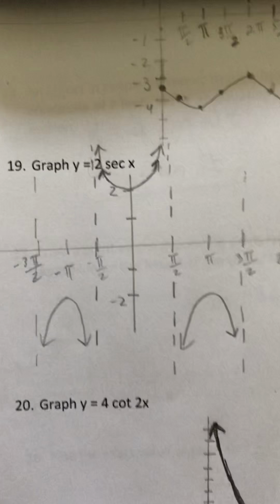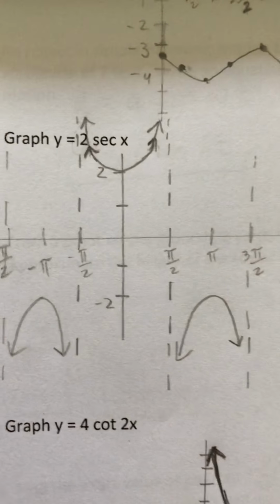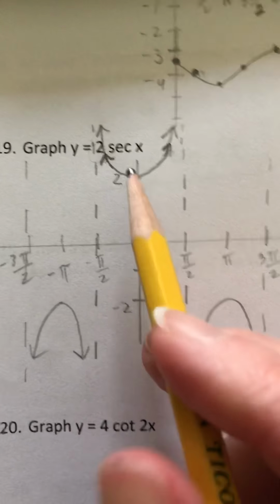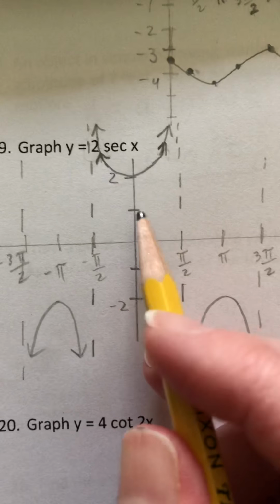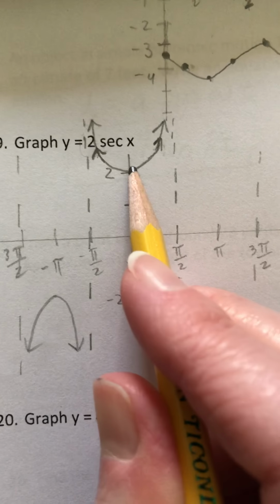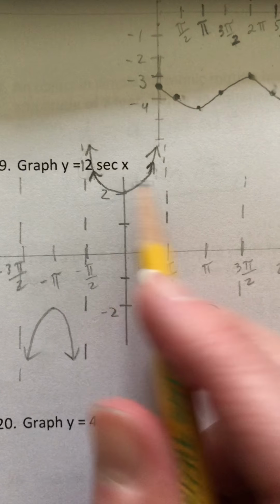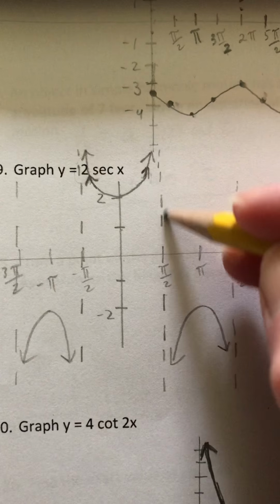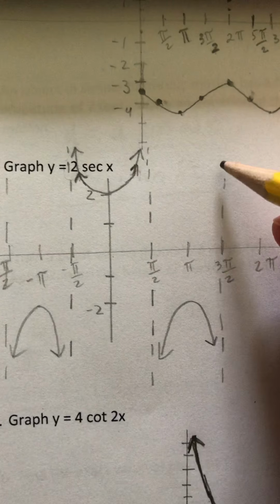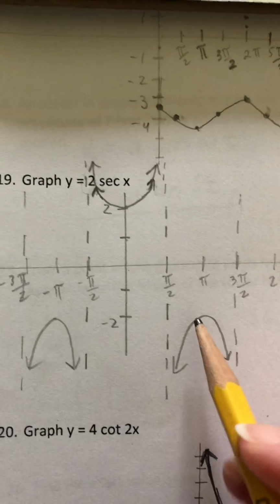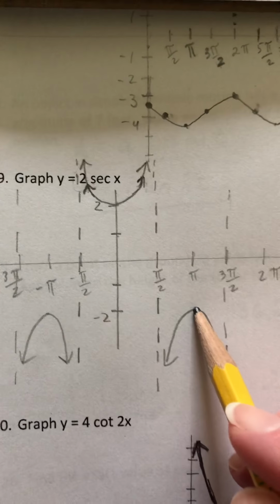So the general shape of the parent function is like this. You're going to make an adjustment. If you look at the parent function of secant, it would go here, but we're going to be here. And so at 0, we're at 2. Pi over 2, we are undefined. 3 pi over 2, we're also undefined. At pi, we're at -2.